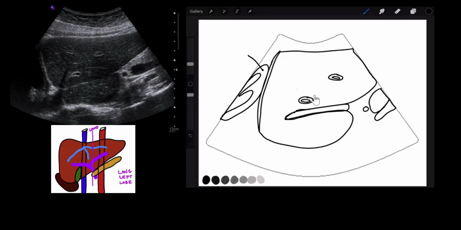Let's go ahead and label our picture then, again, of course, starting with the heart, the diaphragm, the left lobe of the liver, the caudate lobe, and our major landmark, the ligamentum venosum.